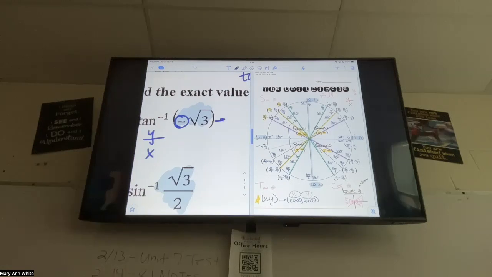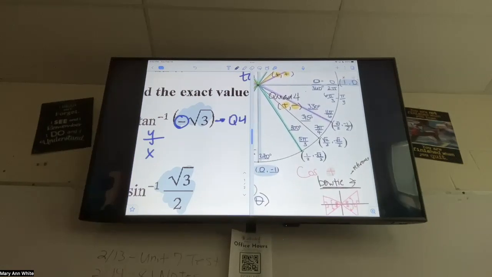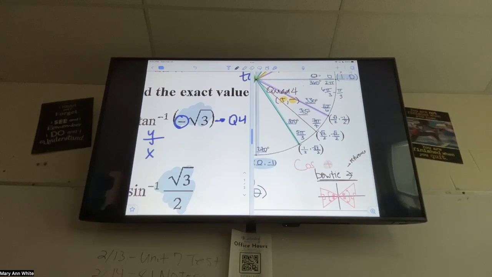I'm looking in quadrant 4. So I'm going to kind of ignore the rest of my graph. I'm going to only care about quadrant 4. Now, the more of these we do, the more you'll kind of know which two angles to narrow it down to. I already know it's not going to be one of the quadrant angles. It's not 270. It's not 0. It's not 360. Because those will not divide to give me radical 3, right?